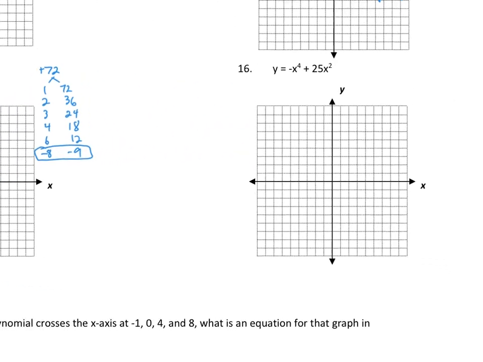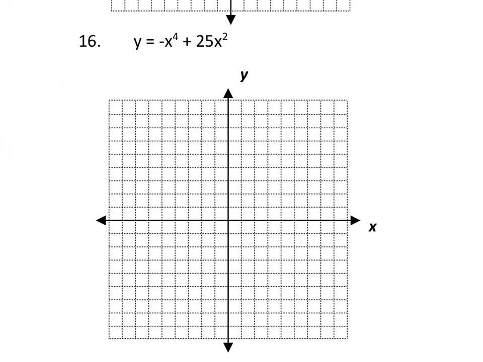All right, 16, our last graphing one. This one I can pull out a negative x squared. And when I do that, I get x squared minus 25. And then I can factor that. I get x plus 5, x minus 5. So then I set each of these equal to 0. Negative x squared equals 0.